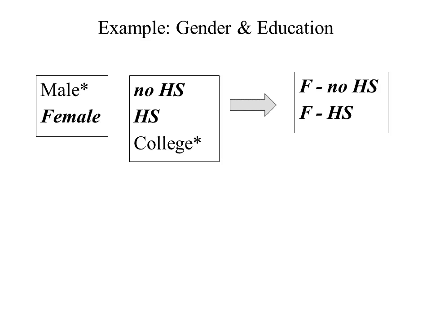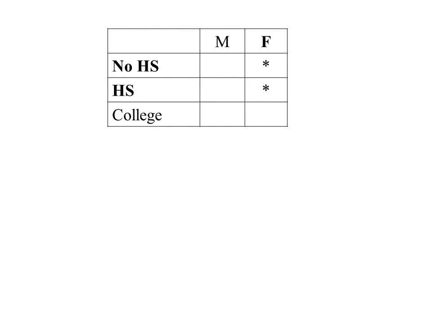In this case, females who have not graduated from high school and females who have graduated from high school are adopted as interaction terms in the regression model. This table shows the 2 adopted combinations in a matrix form.